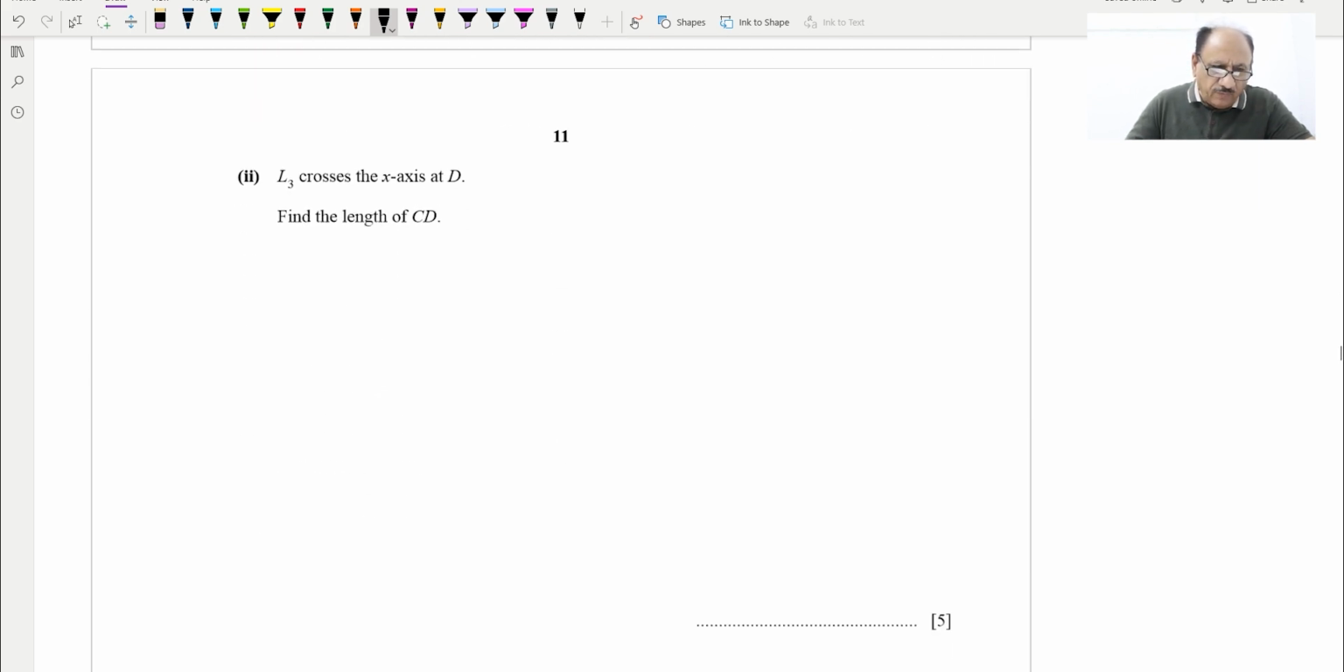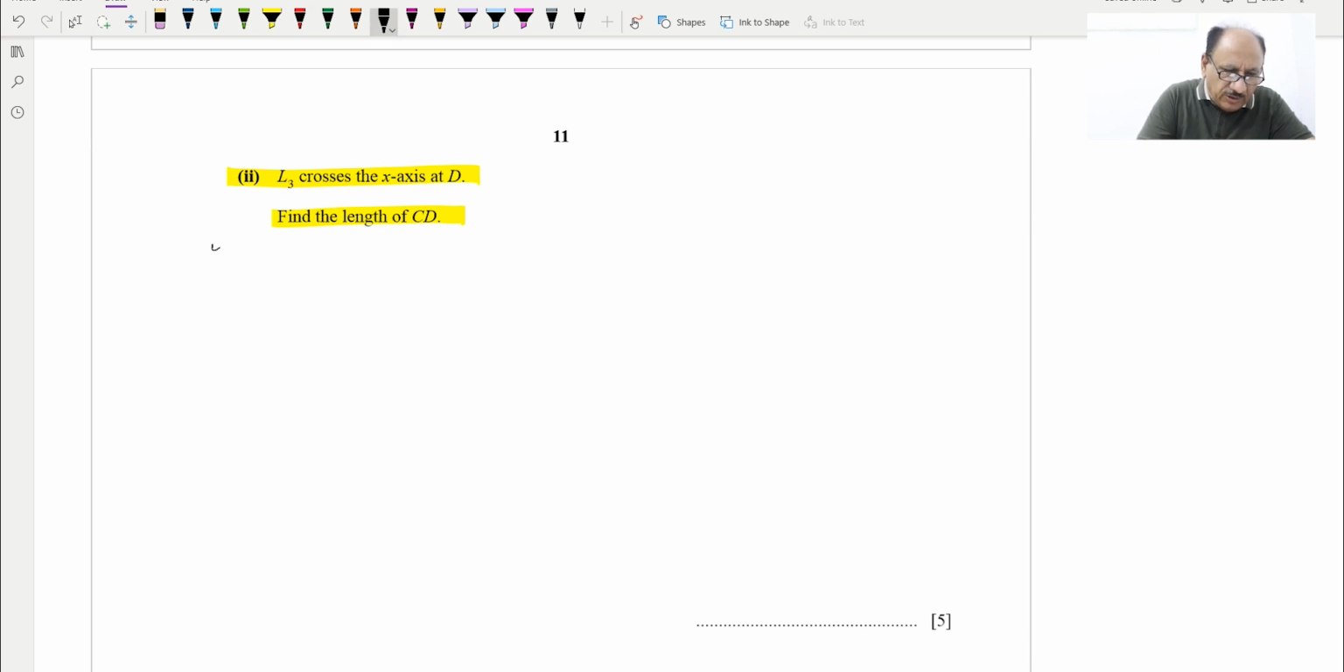Now for the next part, it says L3 crosses the x-axis at D. So find the length of CD. So it's basically, what is the equation?